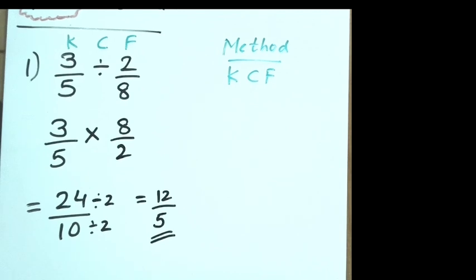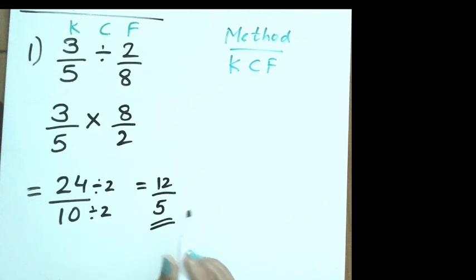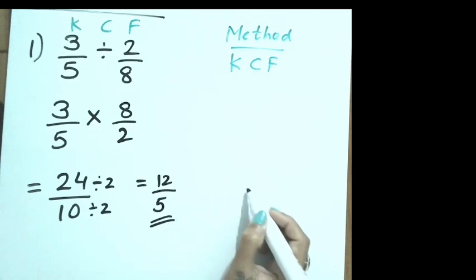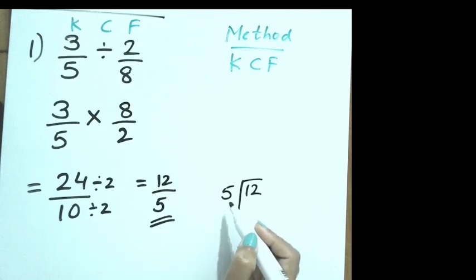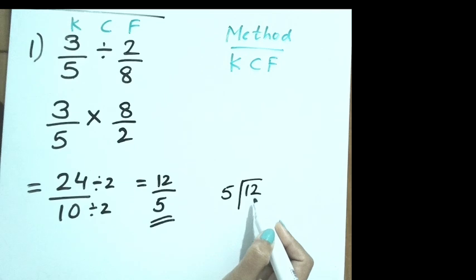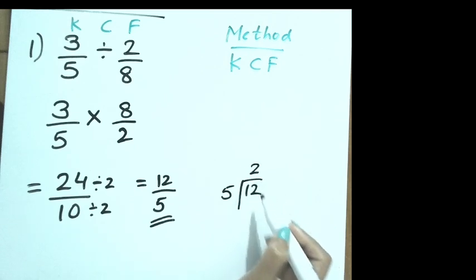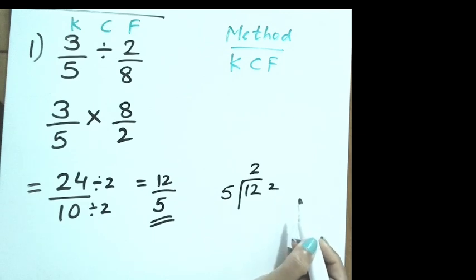There can be an extension in your exam. They can ask you to give your answer as a mixed number. A mixed number, you know very well, has one whole number and a fraction. When you want to do the mixed number, you are going to divide. You will use your bus stop method and ask yourself how many 5s you can get in 12. You can get only 2. 5 times 2 is 10 and 2 is the remainder.